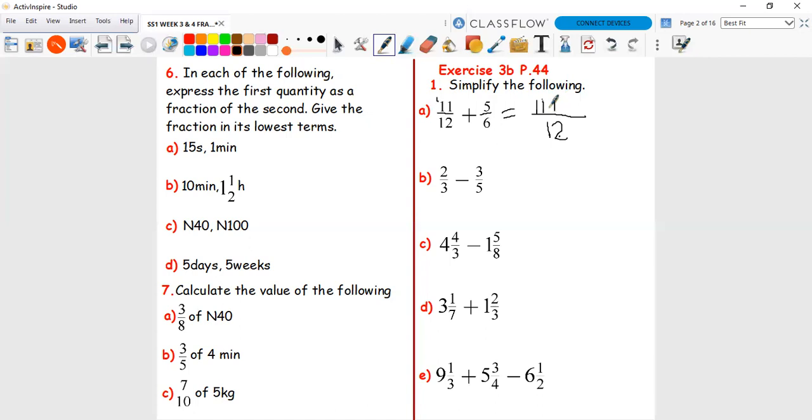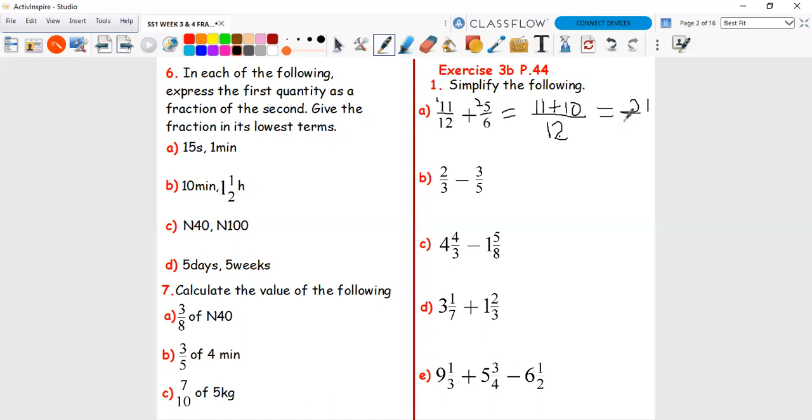Then I'm going to add, because the operation there is addition. How many 6 can you see in 12? It is 2. I'm going to use that 2 to multiply this 5. So 2 times 5 will give me 10. So here I will have 10. And then I will find this total. This one will give me 21/12.